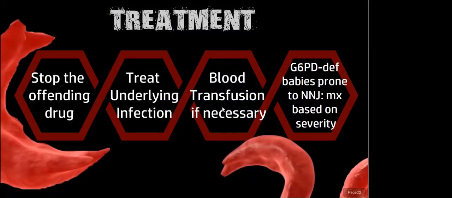For the treatment, mainly it is supportive. So what we could do is stop the offending drug, the precipitating agent I mentioned earlier, treat the underlying infection, and we can give blood transfusion if necessary. G6PD deficiency babies are also prone to neonatal jaundice. So medication is based on the severity, and if there is severe anemia, blood transfusion might be given if necessary.